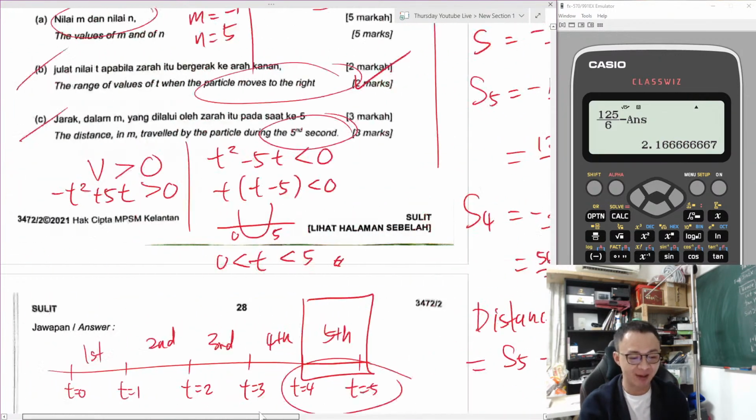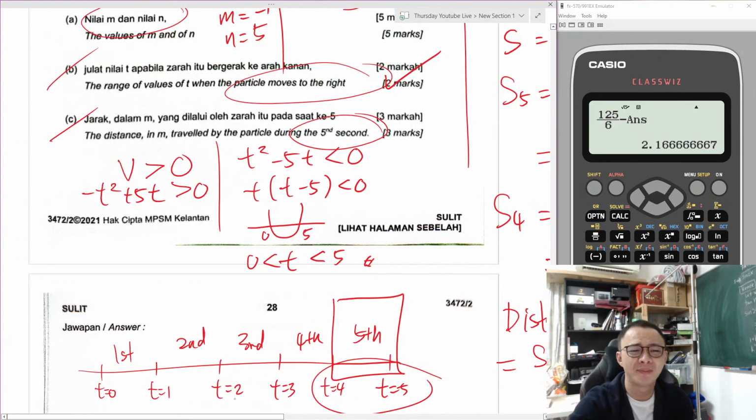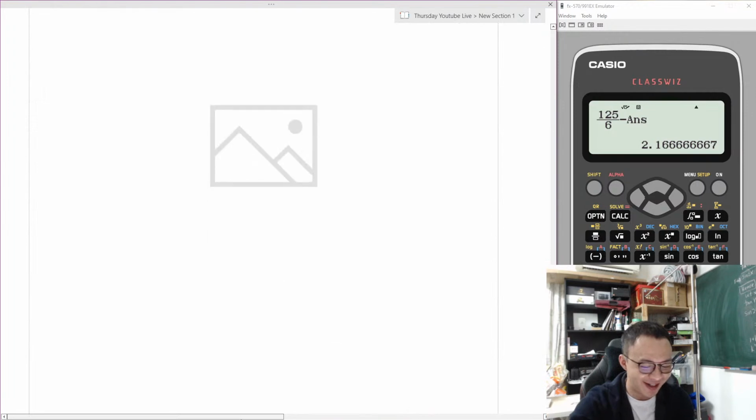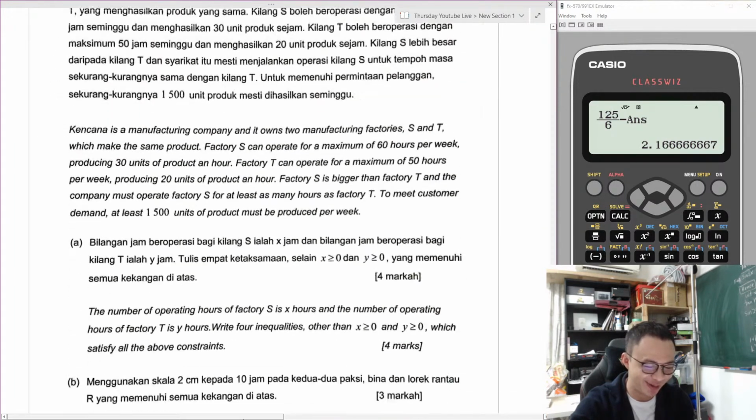So yeah, I hope you at least understand what is the meaning of the 5th second. Alright, let's do linear programming.